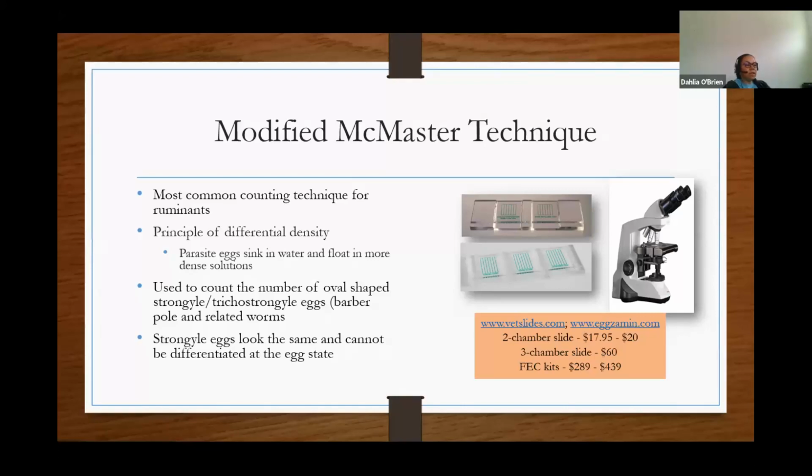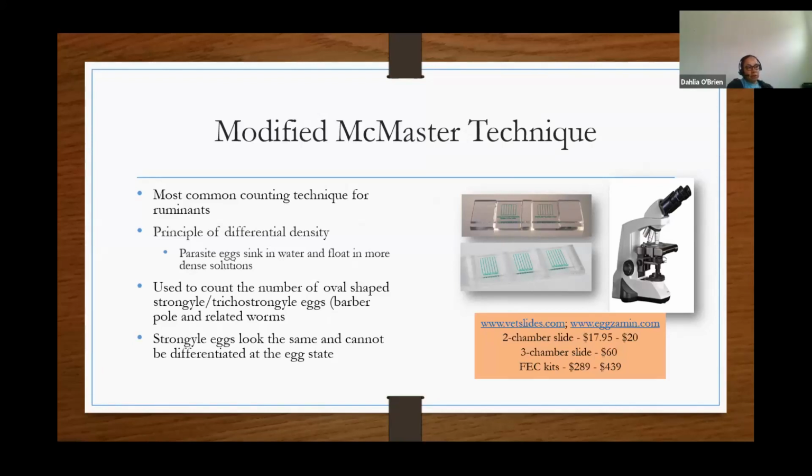So we use this technique to count the number of oval-shaped strongyle or trichostrongyle eggs. And those are your barber pole and related worms. They're all shaped the same. They all look the same under the microscope, and you cannot differentiate them by species at the egg stage. It's very difficult to do that. In order to differentiate the worms and know what species they are, you'd actually have to take it a step further and do a larval culture on a fecal sample.